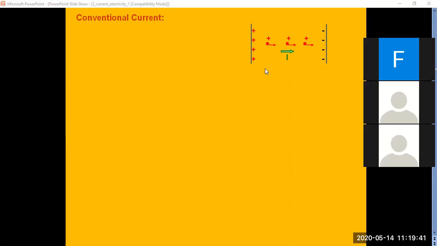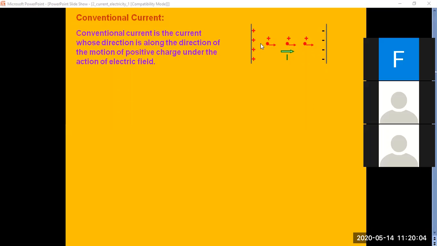And if current is produced, it is denoted by the symbol I. And you can see this arrow mark that denotes the direction of the current. It is moving from the positive towards the negative. So you see this clearly. These plus charges are positive charges. These are negative charges. So what you have to observe here is the negative charges are attracting the positive charges. And in whichever direction the charges are moving, current will be produced.